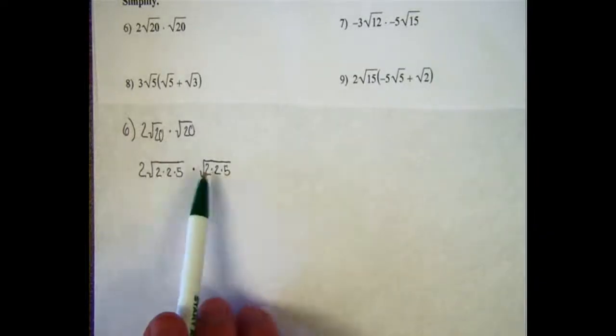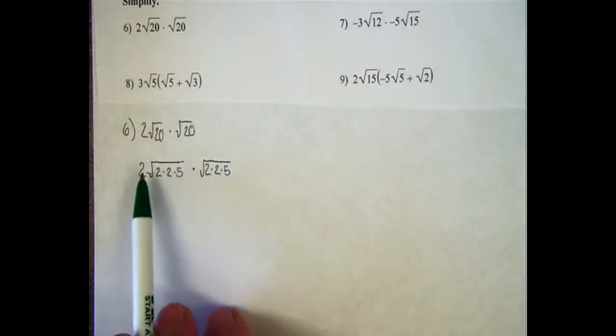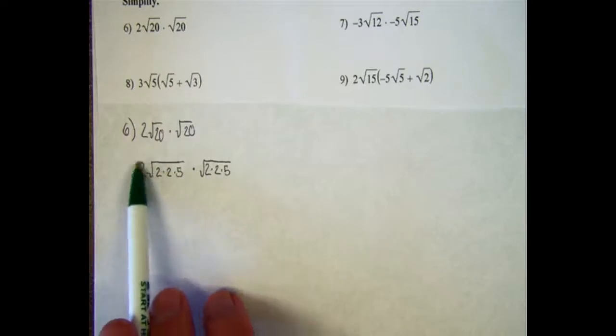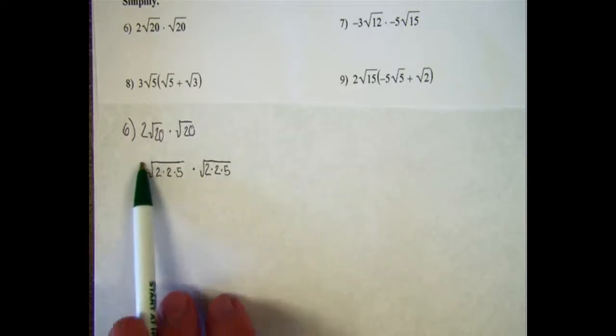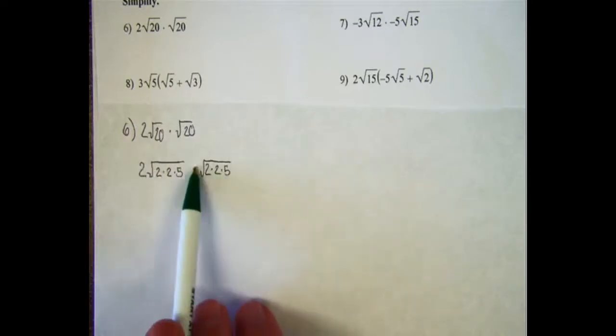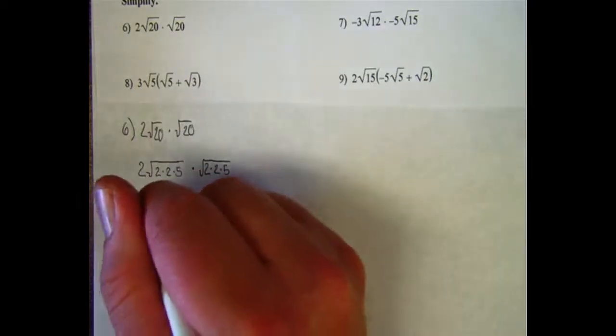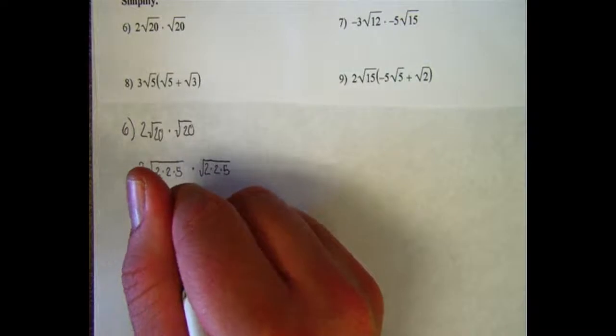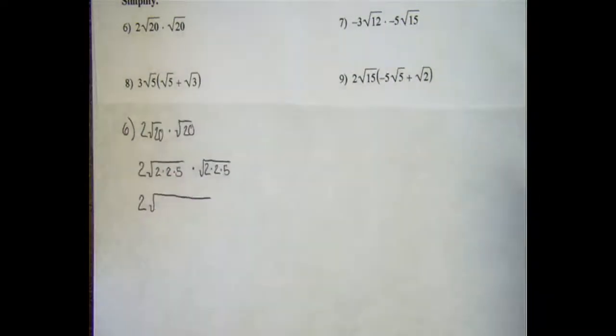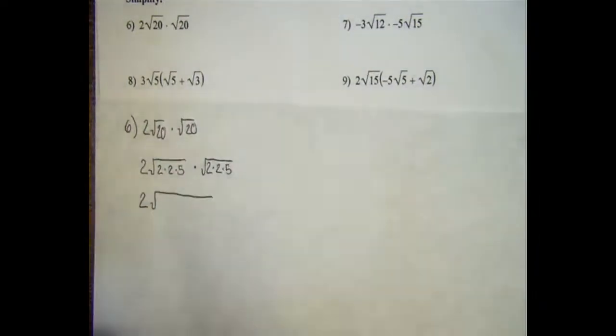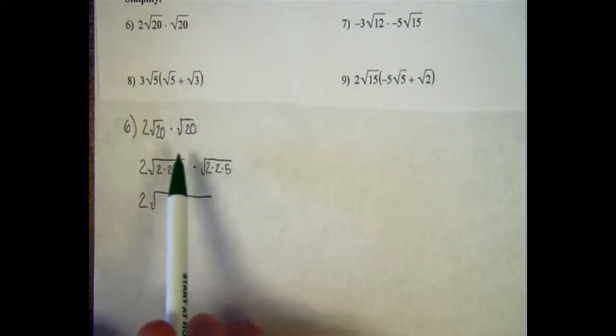And now, when I go to multiply these, all I have to do is multiply the coefficients, the numbers on the outside. So here I have a 2 on the outside. Over here, there's nothing. I can think of that as a 1. So I take 2 times 1 and 2. That gives me my coefficient. And now, there's a couple things I'm going to do at once. So watch closely here.